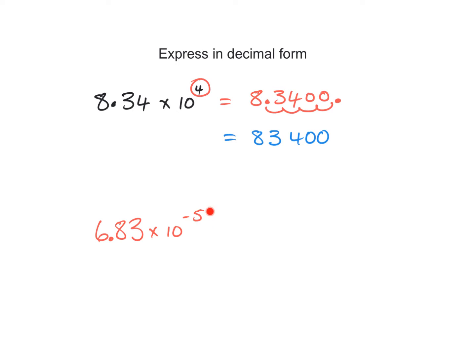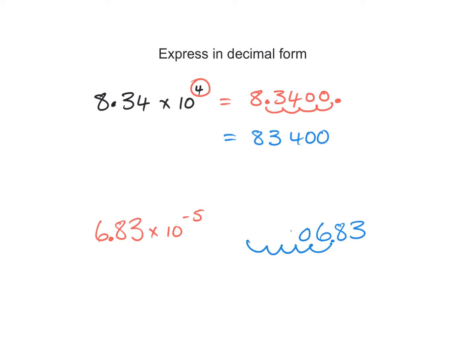Well, in this case, we've actually got a negative 5. So what I'm going to do is write my numbers over here, 6, 8, 3, and I'm going to put my decimal place over there because I want it to look exactly the same as that. And now, because there's negative 5, my decimal's got to move back 5 times. So it'll look something like this. 1, 2, 3, 4, and 5.